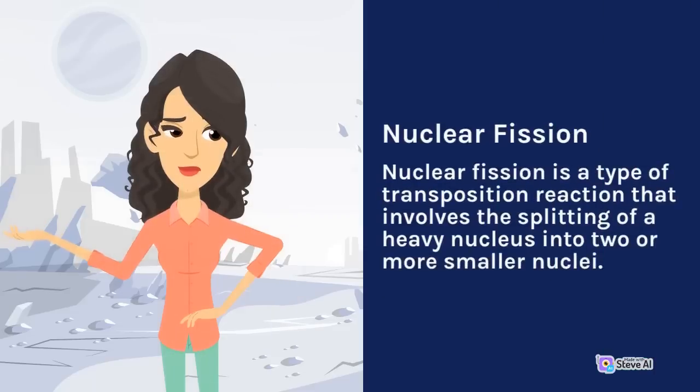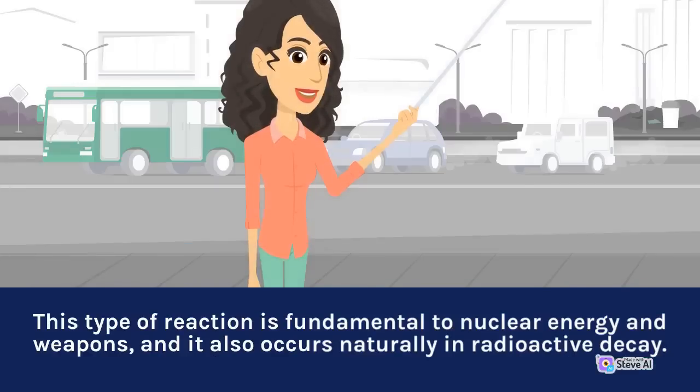Nuclear fission. Nuclear fission is a type of transposition reaction that involves the splitting of a heavy nucleus into two or more smaller nuclei. This type of reaction is fundamental to nuclear energy and weapons, and it also occurs naturally in radioactive decay.